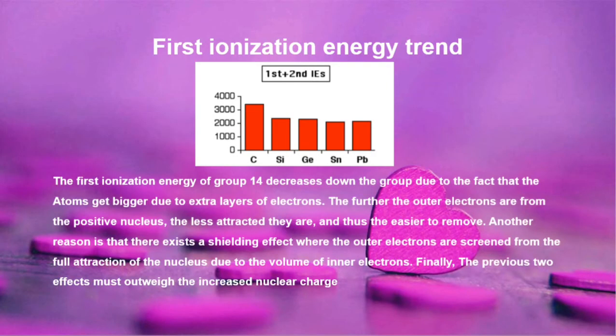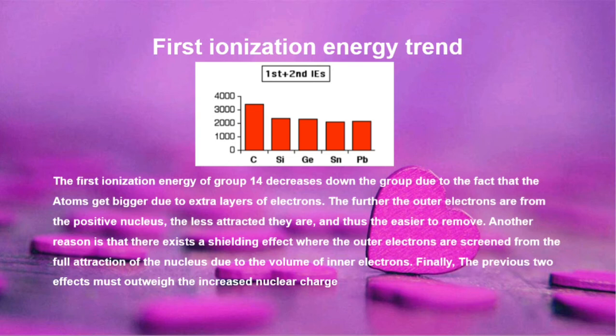Now we will be moving on to the first ionization energy trend. Based on the table above, the first ionization energy of group 14 decreases down the group due to the fact that the atoms get bigger due to extra layers of electrons. The further the outer electrons are from the positive nucleus, the less attracted they are, and thus the easier to remove.